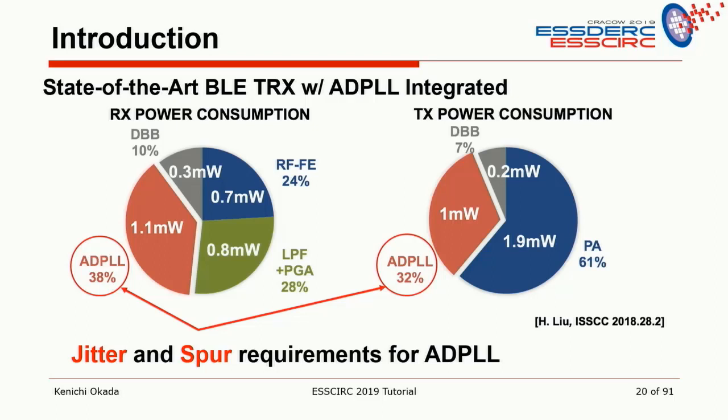Still, this plot explains the power consumption breakdown of a Bluetooth low energy transceiver. Even with a very low power design, it already realized less than 3 milliwatt operation, but still the frequency synthesizer consumes a very large portion of this power breakdown. And in this case, this is a kind of wireless application, so we always have to consider jitter and spur characteristics, even with a very low power design.